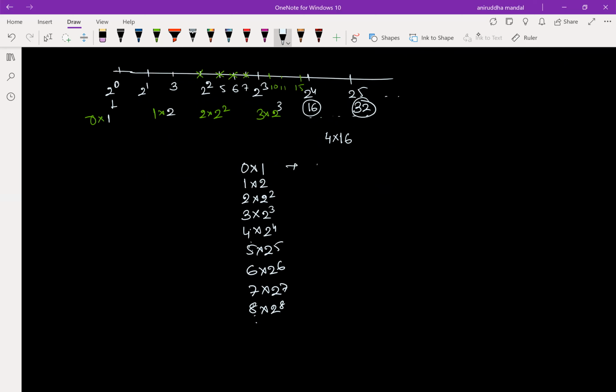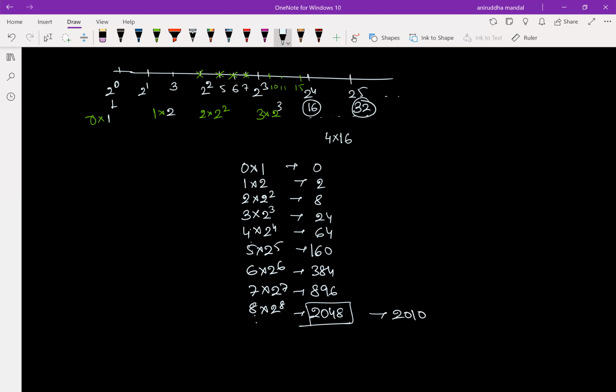Okay, so what we have here is 0, this is 2, this is 8, this is 8 into 3, which means 24, this is 64, this is 32 into 5, which means 160, this is 64 into 6, 384, this is 128 into 7, this is 896, and 2 to the power 8 means 256 into 8, this is 2048. So you see this number is more than 2010.